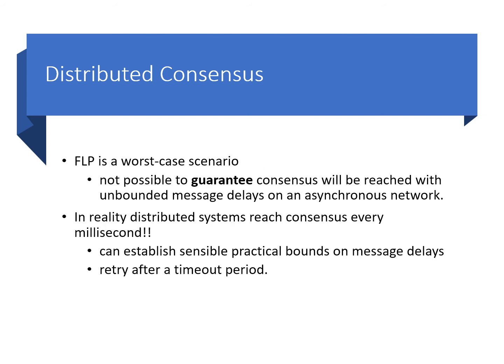Luckily, FLP is a theoretical limitation, demonstrating it's not possible to guarantee consensus will be reached with unbounded message delays on an asynchronous network. In reality, distributed systems reach consensus all the time. This is possible because while our networks are asynchronous, we can establish sensible practical bounds on message delays and retry after a period of time.